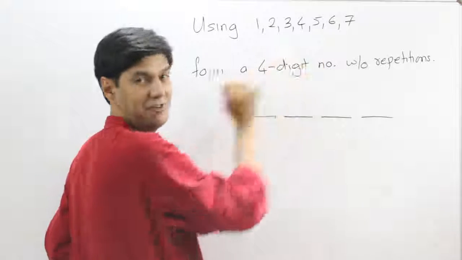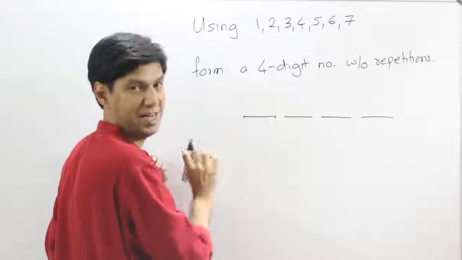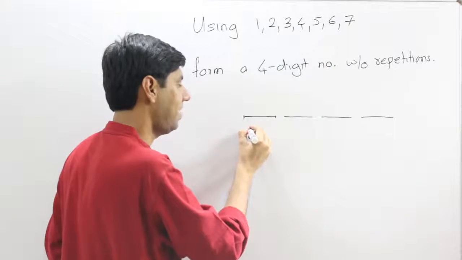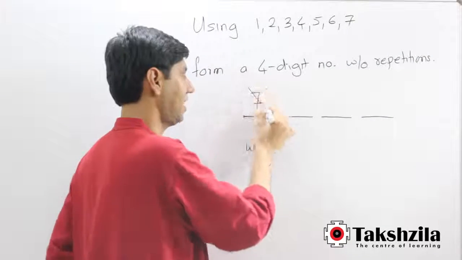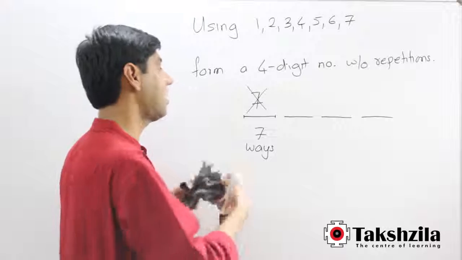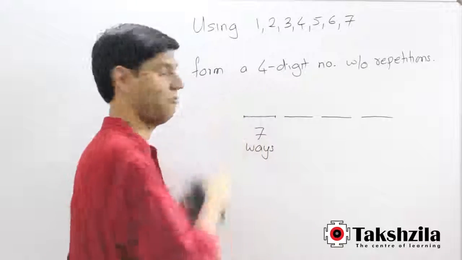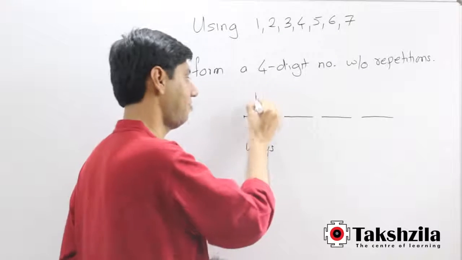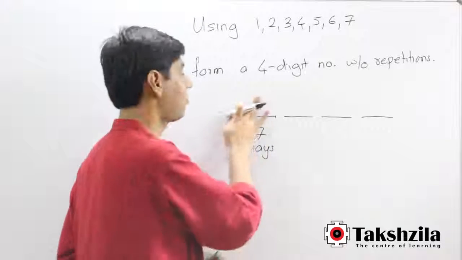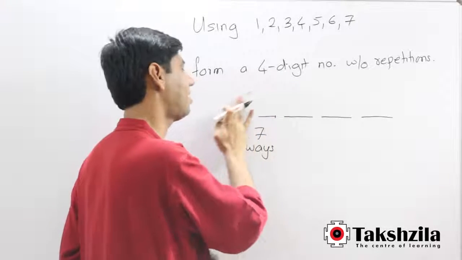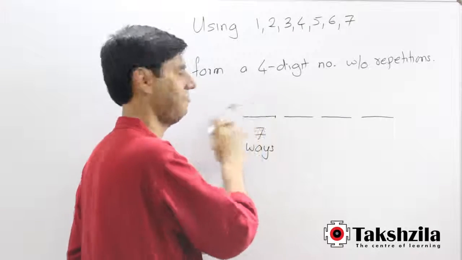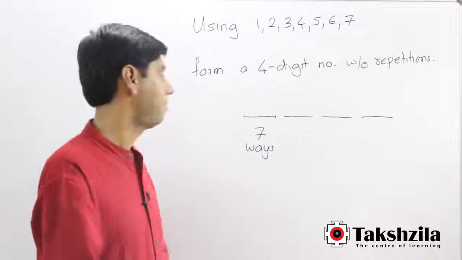I have 7 different digits and any of them can enter this place. So the leading digit could be... I'm not saying that the digit 7 has gone here. That is not what I'm saying. I'm saying there are 7 different ways this could be filled. It could be filled in with a 1. It could be filled in with a 2. It could be filled in with a 3 or a 4, 5, 6, 7. Any of them can come our way.